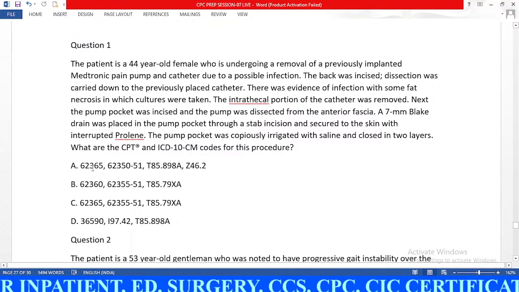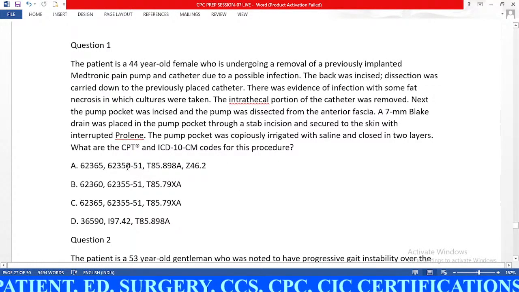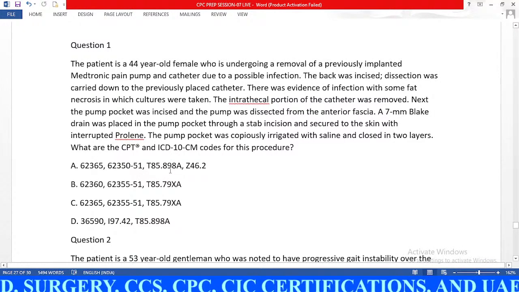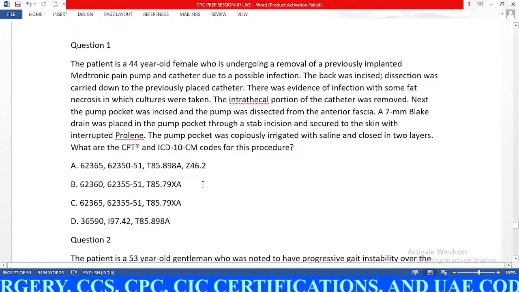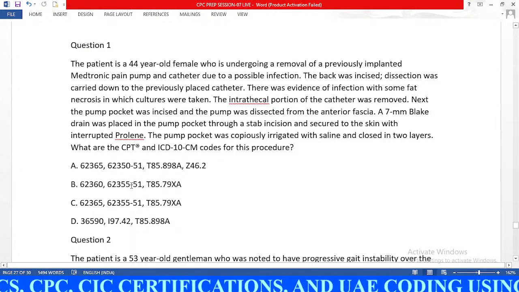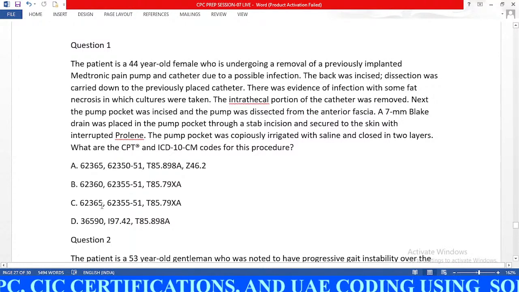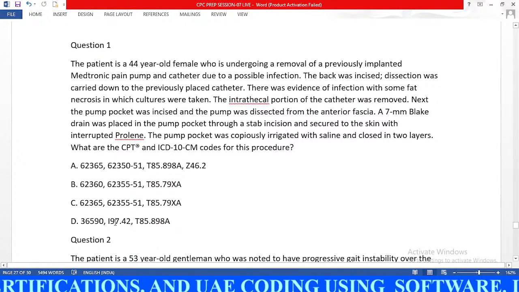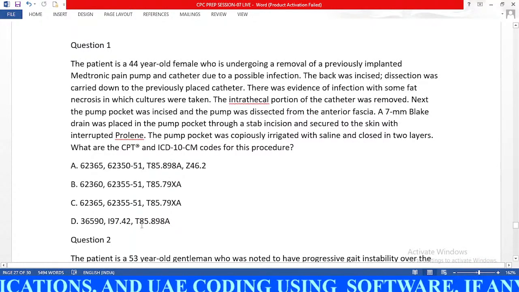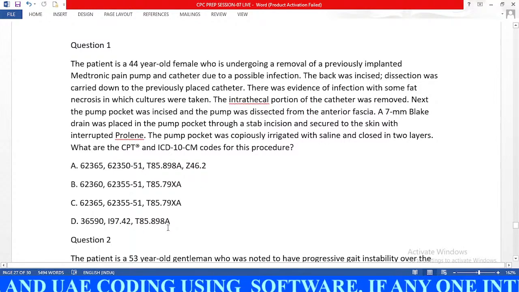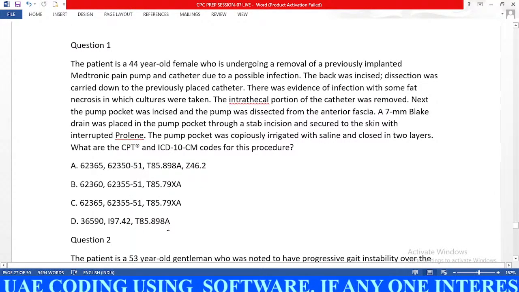So the first one is A: 62365 with modifier, T85.898A, Z46.2. B: 62360 with modifier. C: 62365 with modifier, 36590 and I97.42, T85.898A.